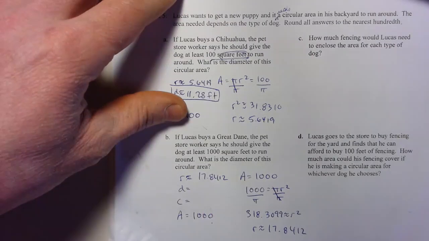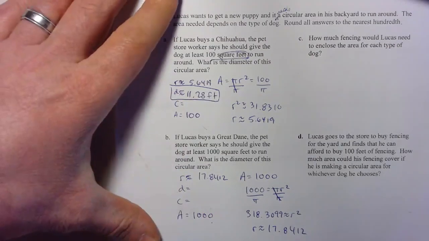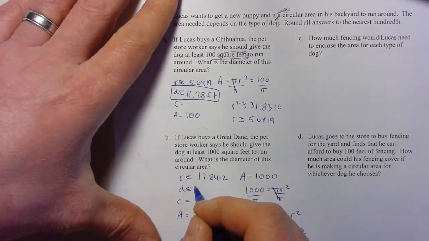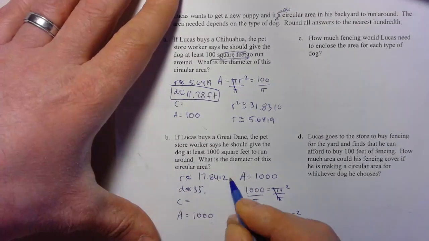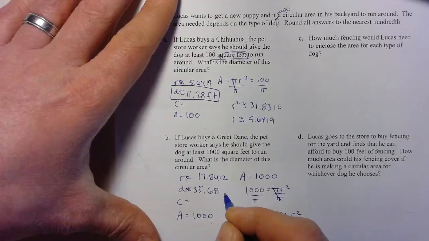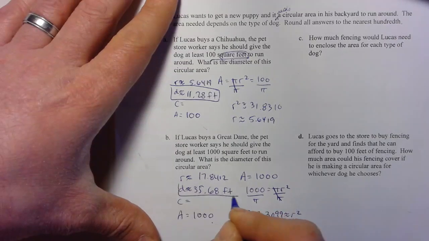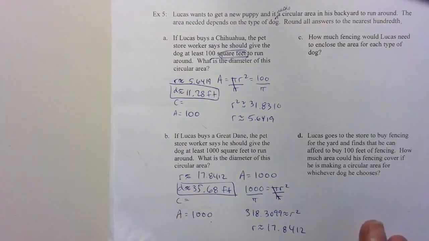Then we're going to double it to get my diameter, because that's what I want for my answer: 35.68. That's in feet, so that's the diameter of that yard. I always box it at the end.